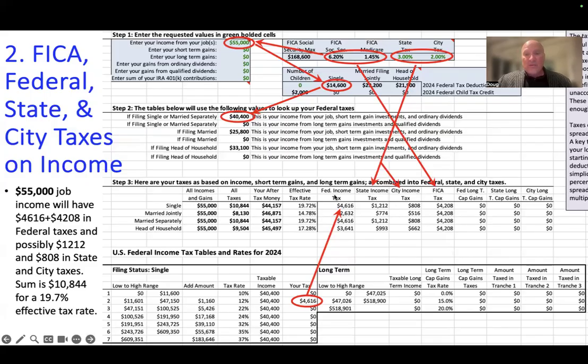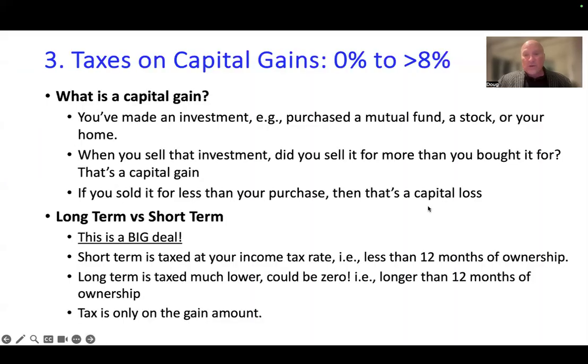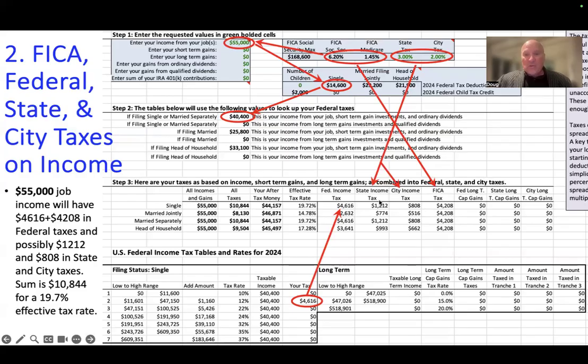Then we're going to add those all up right across through there. Oops, sorry. Add those all up. That comes up to $10,000. $10,000 subtracted from the 55 gives you your after-tax money. This is the money that you have available to you to live on. And you take the 10,000 divided by 55,000, we get an effective tax rate close to 20%, as I mentioned before.